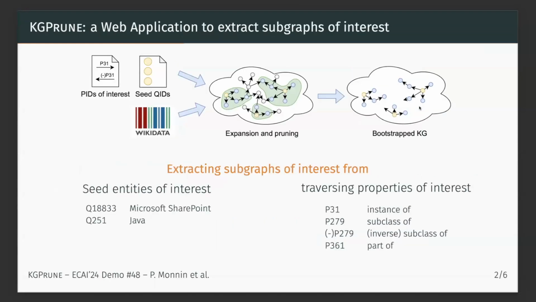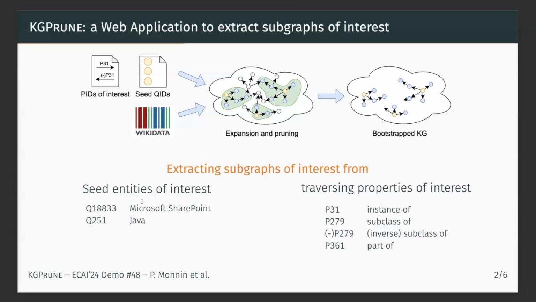That is why we propose KGPrune, a web application to extract subgraphs of interest from Wikidata, starting from seed entities provided by users and traversing their neighborhood by following properties of interest also provided by users. Thus, KGPrune expects two input files from users, a CSV file that contains the identifiers of the seed entities of interest, that is to say, QIDs.